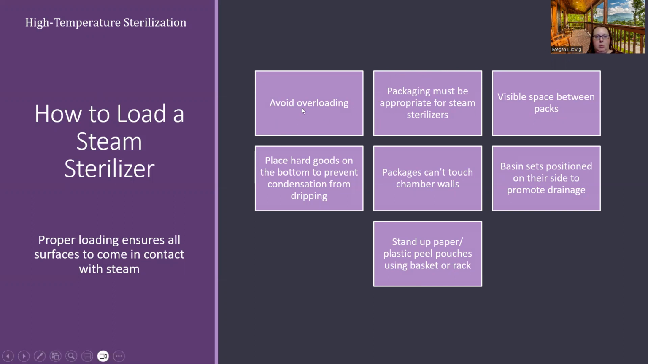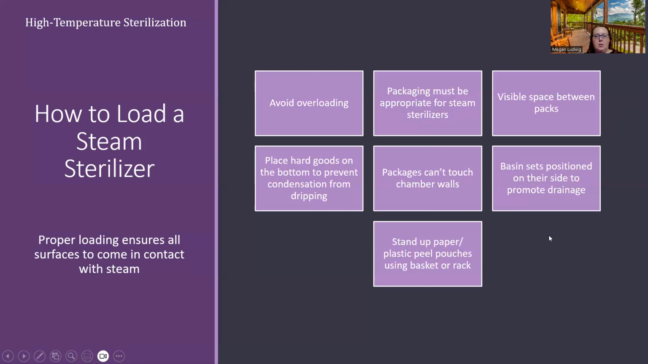So this goes with the overloading. Visible space between packs, what you have loaded in there. Place the hard goods on the bottom to prevent condensation from dripping. You don't want it dripping down onto something else. Packages cannot touch chamber walls. So it goes back to overloading, and make sure you're very careful with how they're set in there.